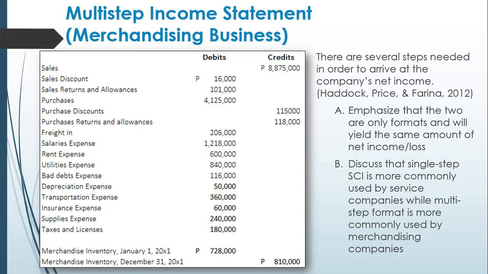So, sabi dyan, there are several steps needed in order to arrive at the company's net income. So, emphasize that the two are only formats and will yield the same amount of net income. Then, discuss that single-step SCI is more commonly used by service companies, while multi-step format is more commonly used by merchandising companies. Okay? So, yung single-step income statement, yun nga po, sa service companies daw po siya.